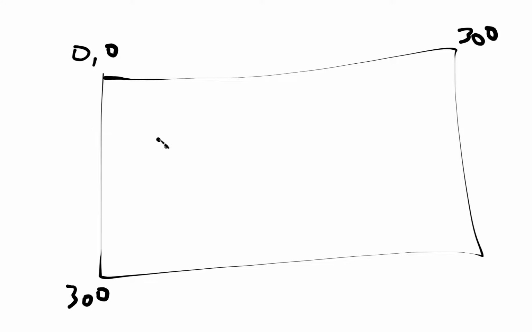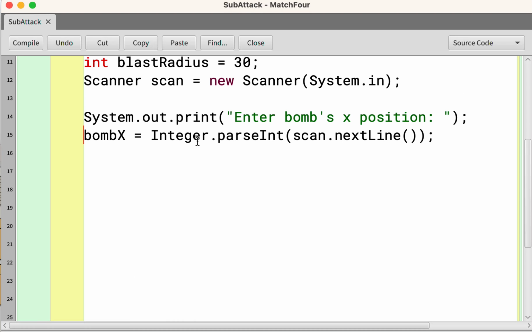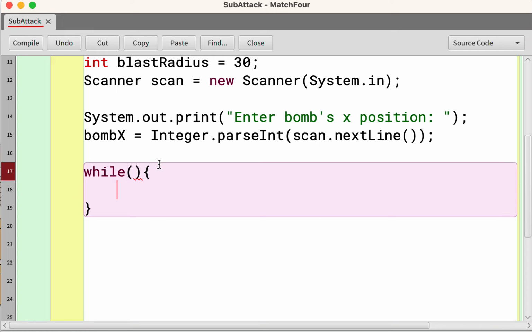So in order for the bomb blast to be inside of the world, its X position needs to be 30 or greater, right? Right here needs to be 30 or greater in order for the bomb's blast to exist inside of the world. So we need to check for that over here, right? So we'll take in the bomb's position and then we'll have a while loop because we don't know how many times they're going to incorrectly input the bomb's X position.